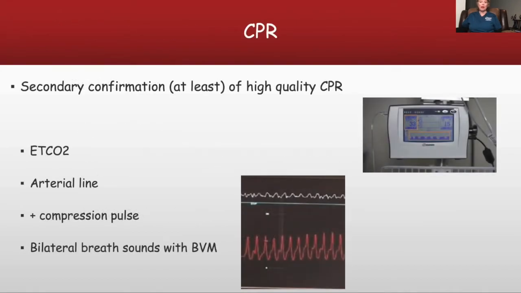Let's briefly talk about CPR, because all these patients are going to require, at least initially, CPR. And it's very, very important that we are doing a good job. Over the years, every time ILCOR comes out with their recommendations with CPR, it's almost always to improve it. And so we need to have at least a secondary confirmation that we're giving high quality CPR anytime we are trying to externally distribute blood flow through a patient's body. So how do we do that?